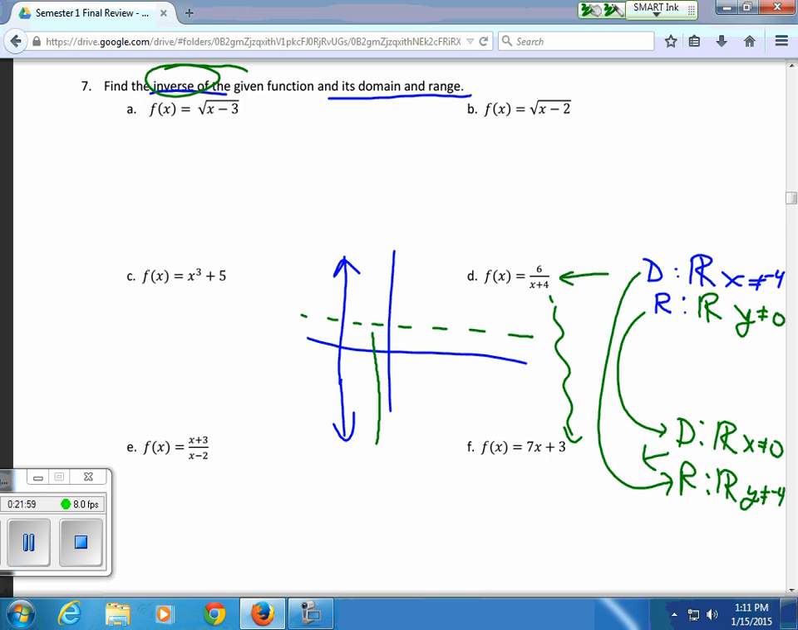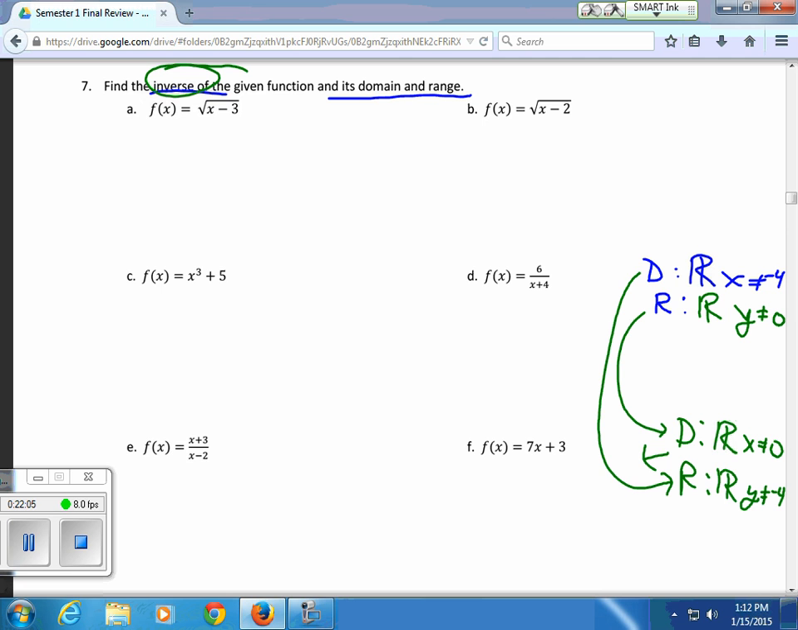Okay, so then let's actually do an inverse. How do you find an inverse? It's a 3-step process. First you change this to a y. Then you reverse the x and the y. Remember how they get reversed? So this becomes x equals 6 over y plus 4. And then you solve. How do you solve for y then? You multiply both sides. Remember, those general rules, like you want to clear your fractions. So I'm going to multiply by y plus 4 on the left and right.